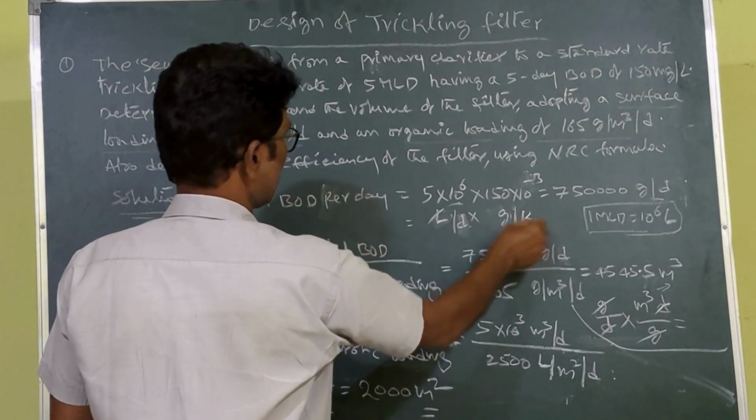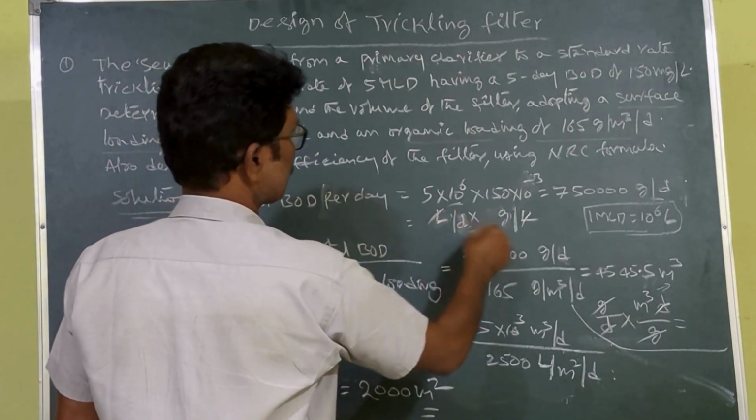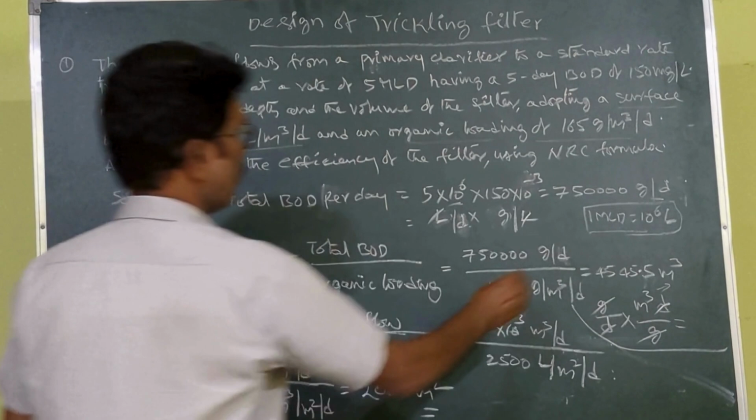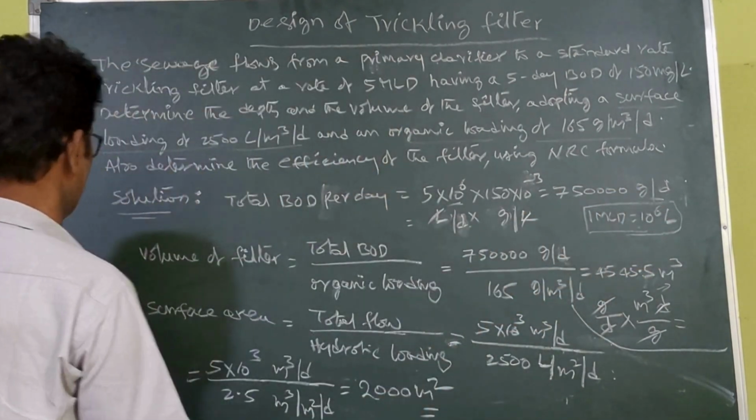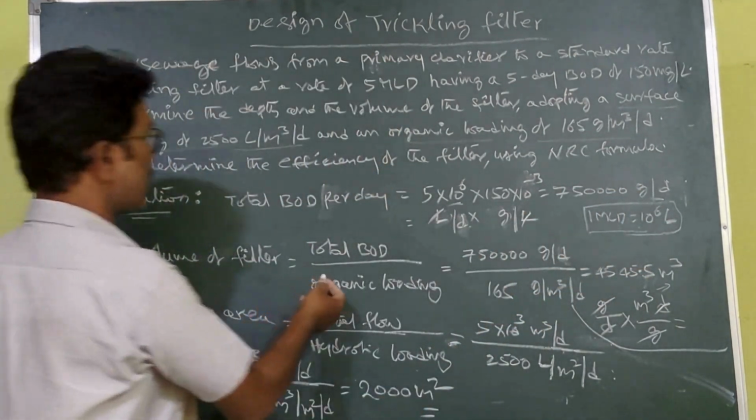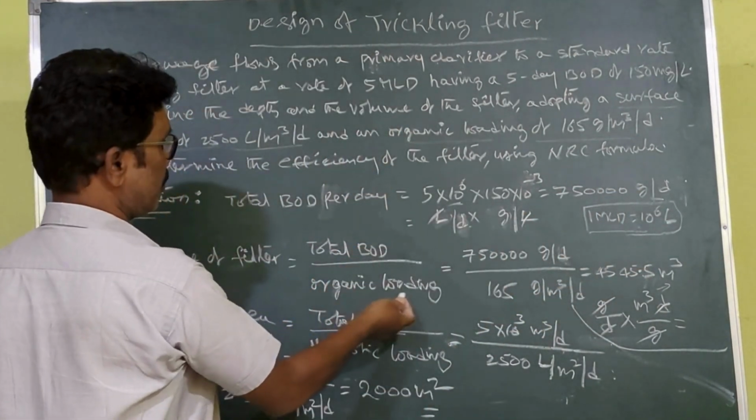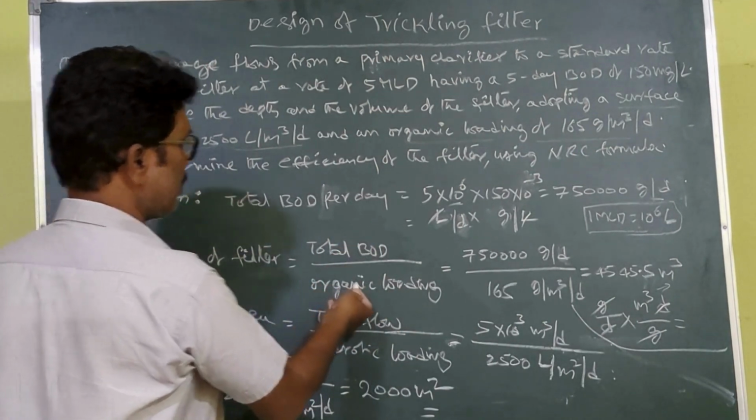So therefore, if we cancel the liters and liters, we can get the gram per day. 1 MLD equals 10 to the power of 6 liters. Next, the volume of the filter. Volume of the filter equals total BOD divided by organic loading rate.